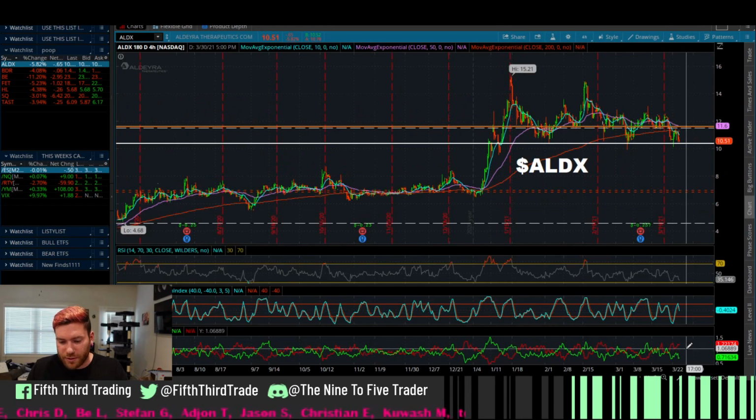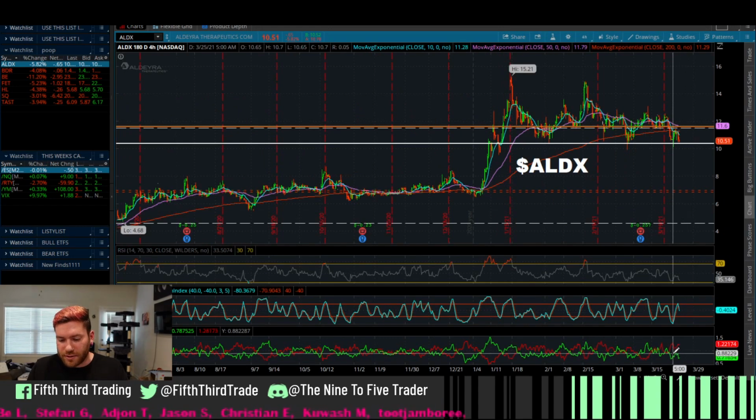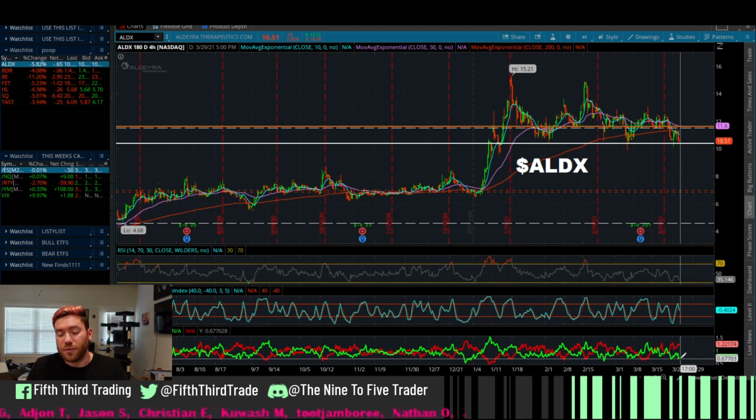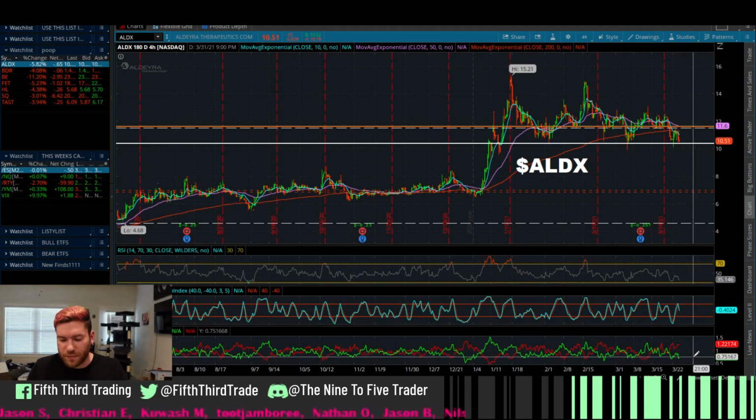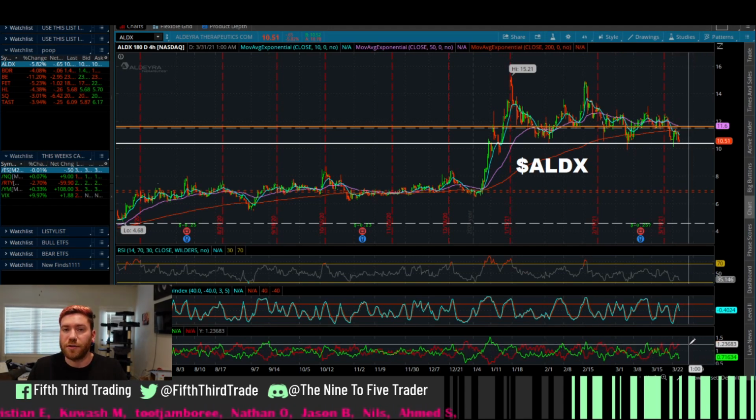We'll look for an entry there. Vortex, we can see that the green volume, the bulls are oversold, right? They're very low. And where are the bears at? Overbought. So what's that saying?